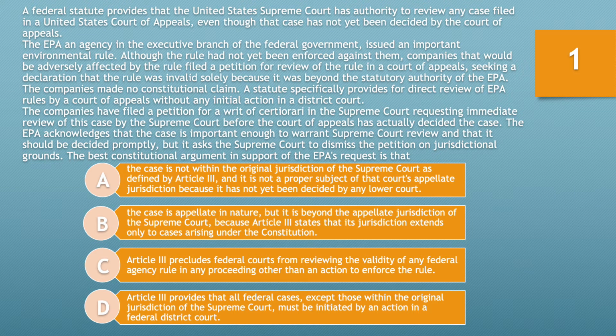Or C, Article 3 precludes federal courts from reviewing the validity of any federal agency rule in any proceeding other than an action to enforce the rule. Finally, option D, Article 3 provides that all federal courts in all federal cases, except those within the original jurisdiction of the Supreme Court, must be initiated by an action in a federal district court. Take a few seconds and choose the best option now.